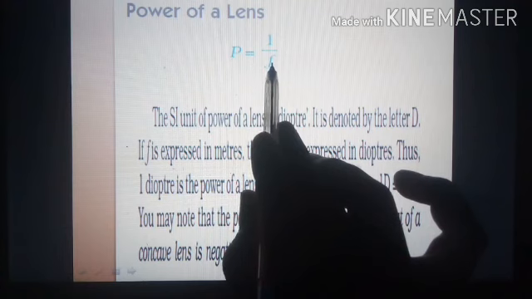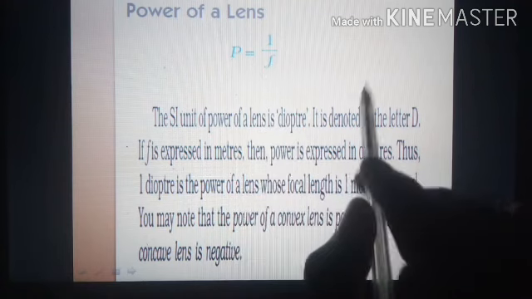So also, power of the lens is taken as the reciprocal of the focal length. We know the focal length means the distance between the optical center and the focus of the lens. The focal length of a convex lens is positive, and the focal length of a concave lens is always negative, by convention. So power of the lens can be defined as the reciprocal of the focal length.